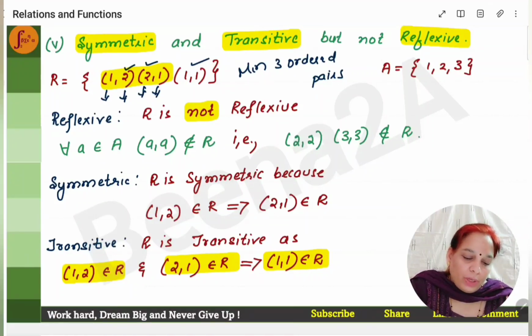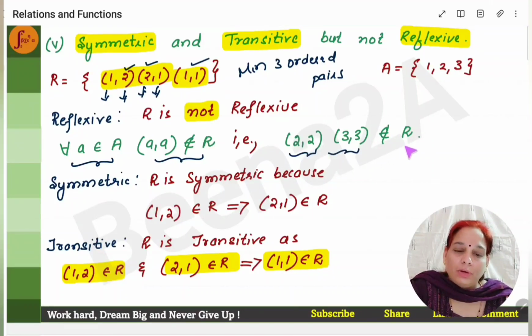Now it should not be reflexive. Reflexive simple condition is you should not have the repeated elements, right? So you have (1, 1) here, but you don't have (2, 2) and (3, 3). So R is not reflexive because for every element belonging to set A, (a, a) does not belong to R. That is (2, 2), (3, 3) does not belong to R. Therefore, R is not reflexive.